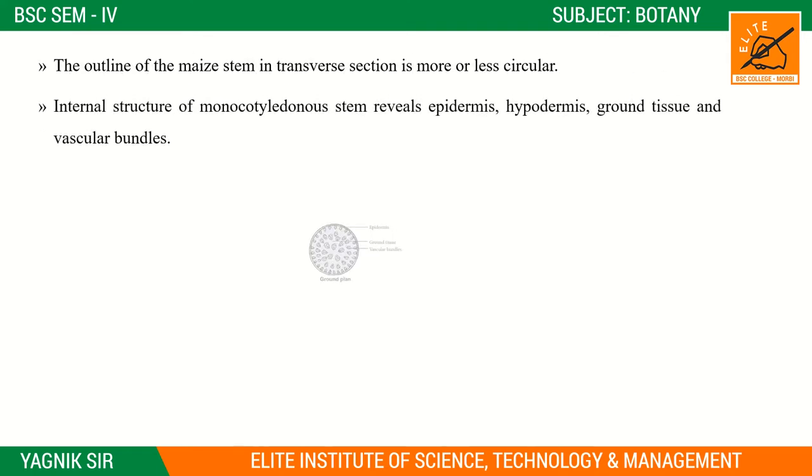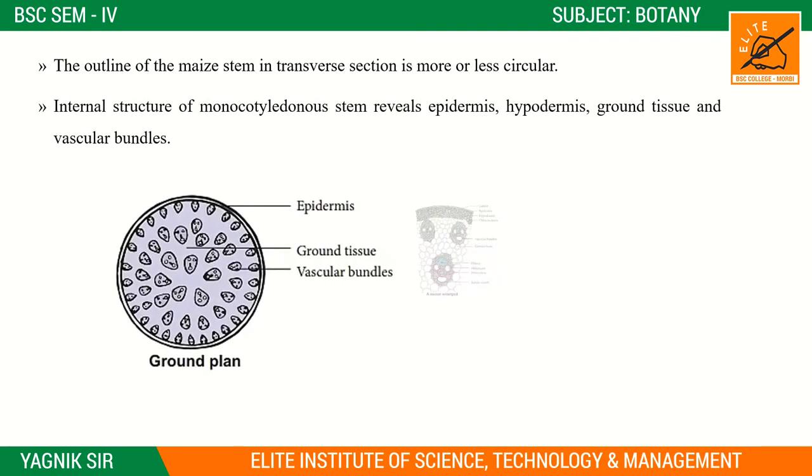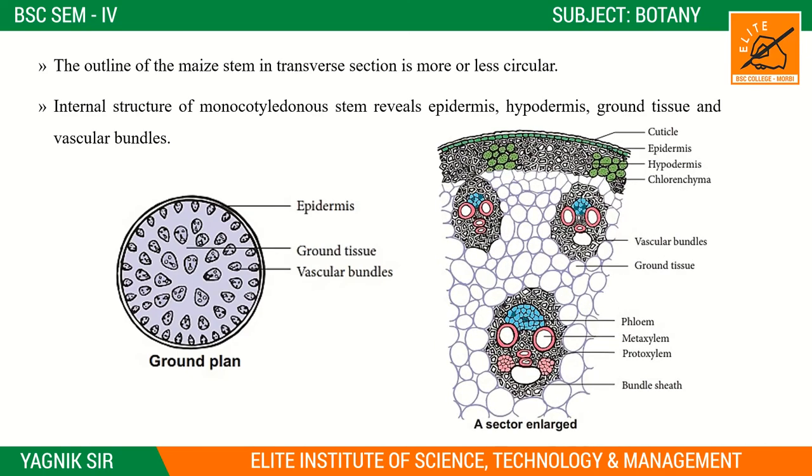So normally the outline of the monocotyledon stem, and we are seeing the maize stem. So in the transverse section it is more or less circular, and they are differentiated into the epidermis, hypodermis, ground tissue and the vascular bundles. So monocotyledon internal structures are differentiated in this region. First epidermis, then next one is the hypodermis, then the ground tissue and the vascular bundles.